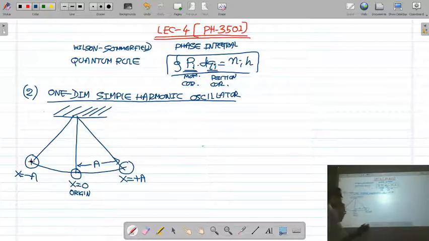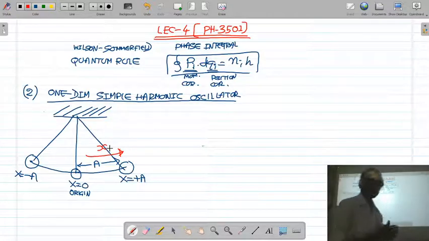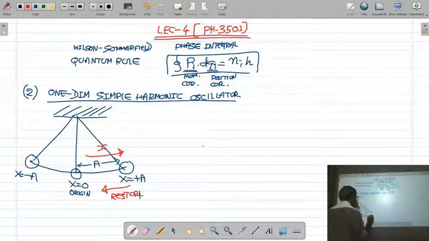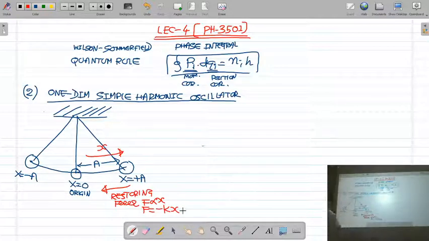When the pendulum goes on the right hand side, it makes a displacement x, and the force which brings the pendulum back to the equilibrium position is nothing but the restoring force. What is the restoring force? F is proportional to x, so F is equal to minus kx.